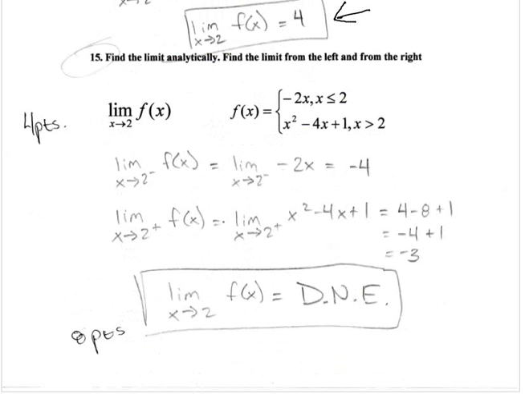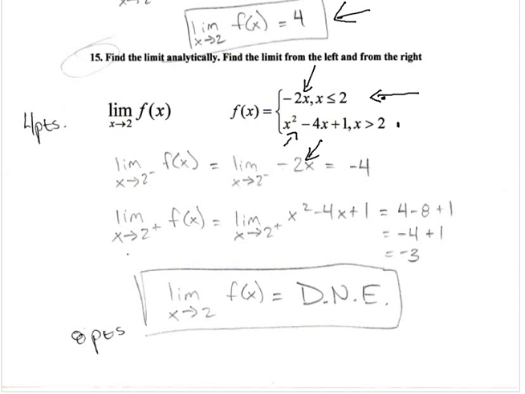Contrast this with number 15. In number 15, we have the same exact situation, just with different functions on the top and the bottom. If we want to find the limit as x goes to 2 on the left of f of x, it'll be the same as finding the limit as x goes to 2 of whatever this top function is. So the limit as x goes to 2 on the left of the top function we know is equal to 4, because we can use direct substitution on this.